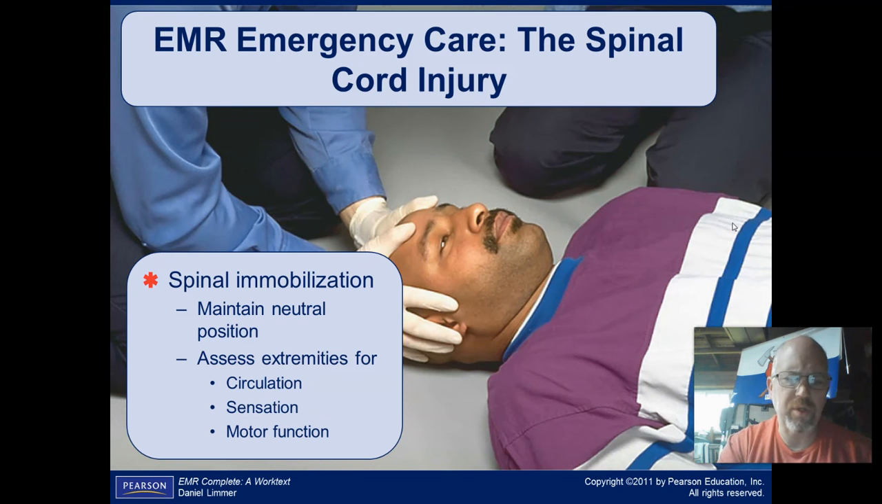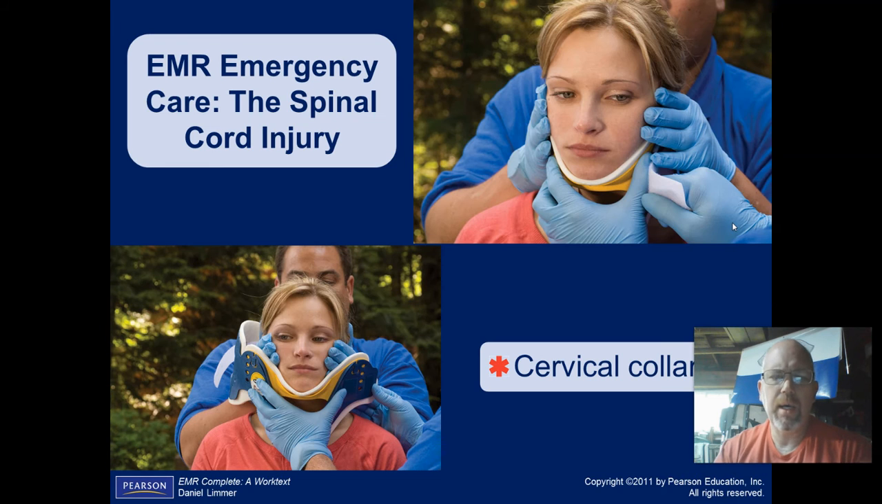Assess extremities for circulation, sensation, and motor, or CSM. We understand how to do this. Placing that collar, in those videos some of the people discussed measurements of the collar. We're actually measuring from the jawbone to the trapezius muscle with your fingers. Neutral position. Again, if the head's like this and you measure here, that's not going to work, right? It's got to be a neutral position so we measure it properly.